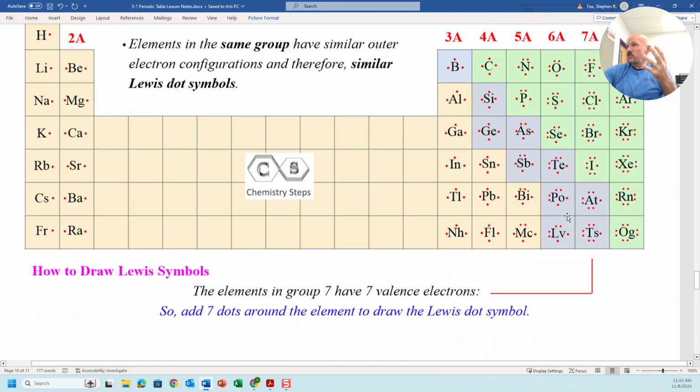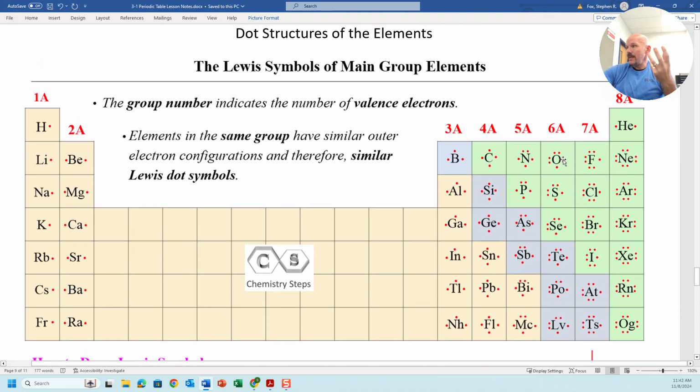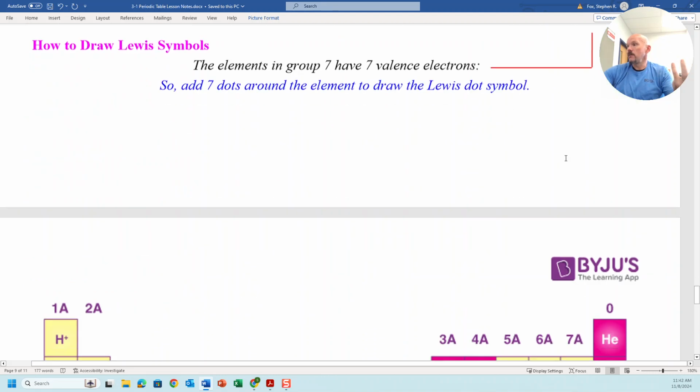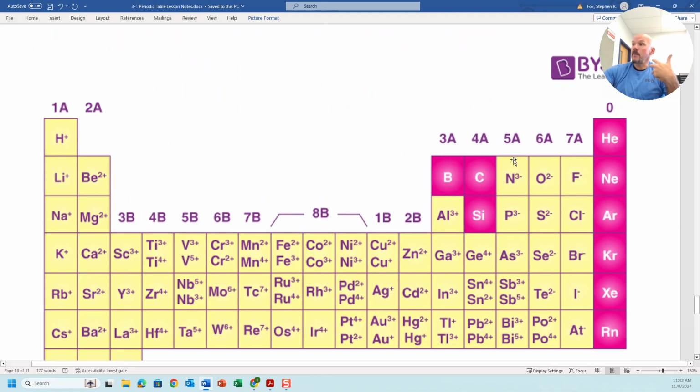But something like oxygen or sulfur, they need 2 more dots. They need 2 more electrons to get there. So they have to gain 2 electrons. So they're going to be -2. And then remember, these guys have to gain 3 electrons. So they're going to be -3.